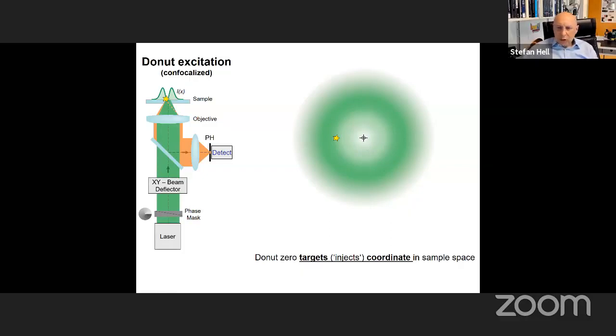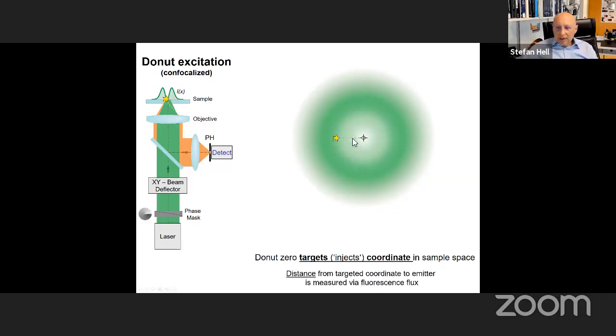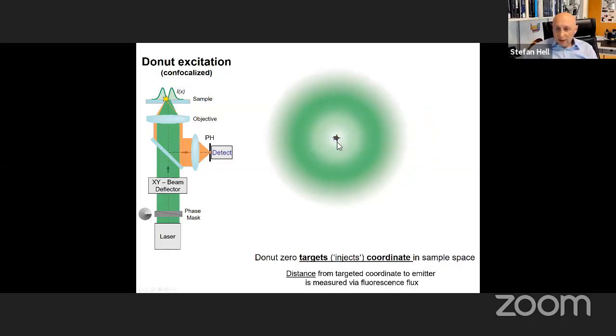And this position can be extremely well defined because there are many photons coming from the laser, and because there are many photons coming from the laser, the donut pattern is extremely well defined, and therefore also the zero is extremely well defined. Now, how can this be used to find out where the molecule is? So here again, we have the star as a molecule. Well, it's very simple. The distance of the molecule to that well-defined coordinate in sample space will be encoded in the brightness of the fluorescence emission, because the closer the molecule is to the zero of the donut, the weaker is the fluorescence. And of course, if they coincide in space, then there is no fluorescence at all, because this is exactly where the intensity of the donut is zero.